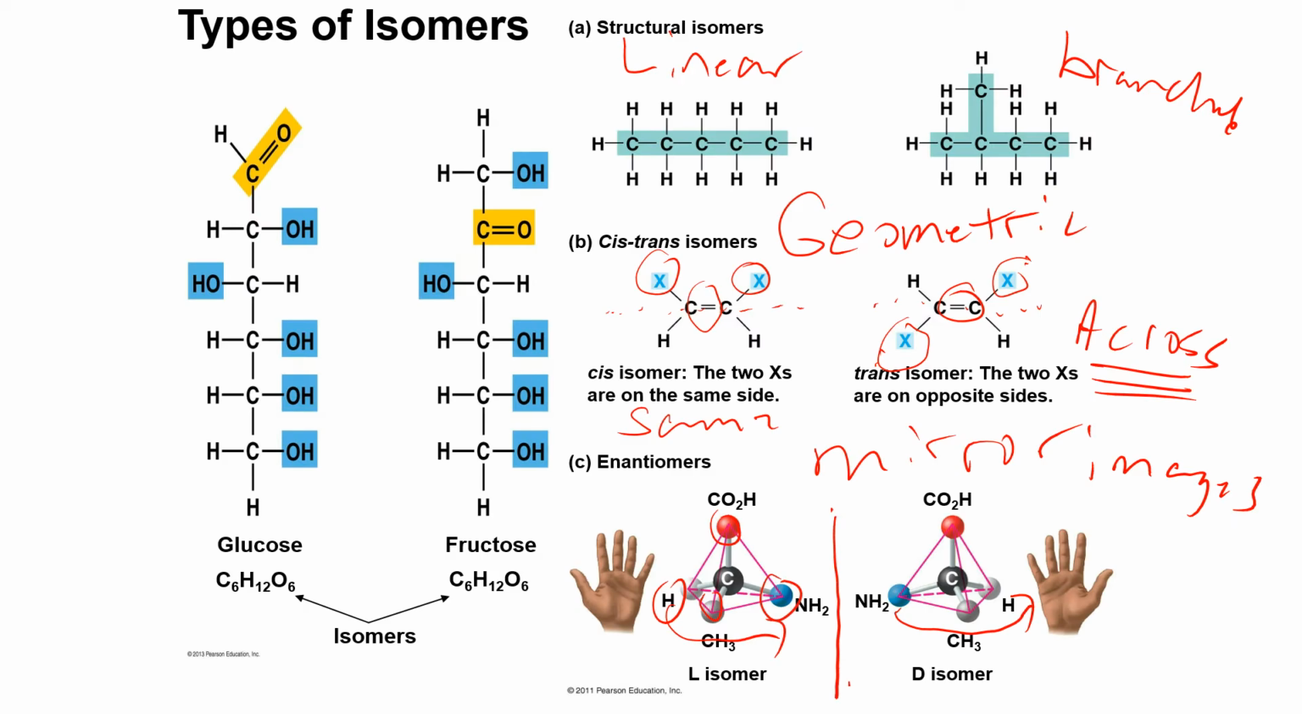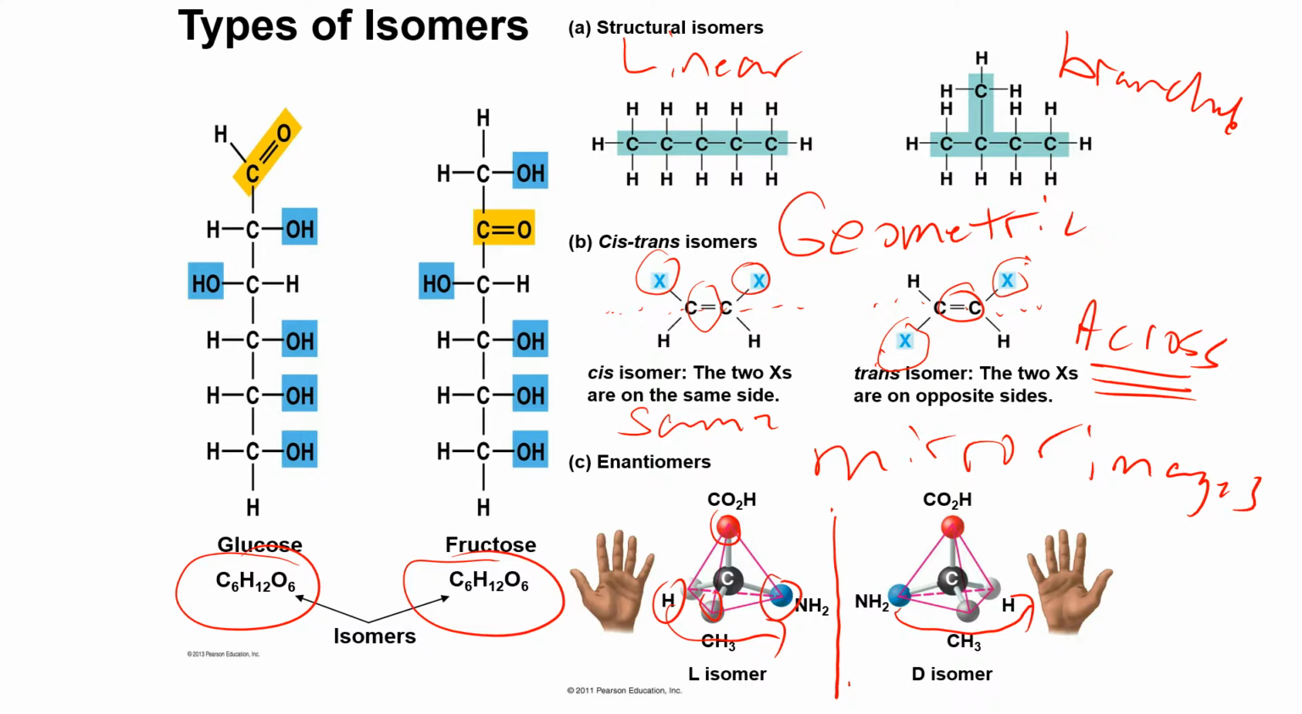So looking at these two isomers here, notice that they're isomers because they have the same chemical formula. But what type of isomer are they? Are they structural? Are they cis-trans isomers or geometric isomers? Or are they enantiomers?